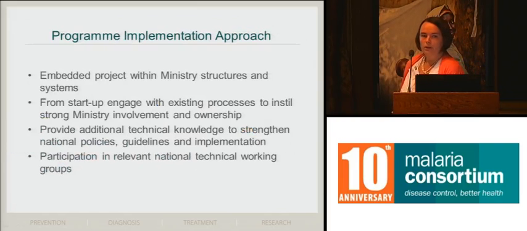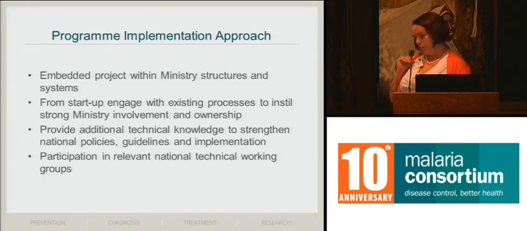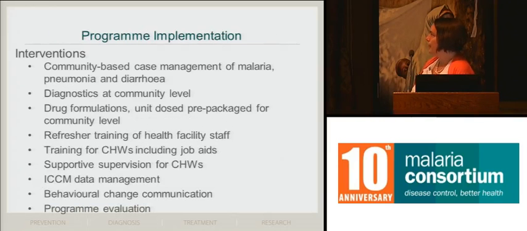From the very beginning, Malaria Consortium felt it was very important to have very much an embedded project within the Ministry of Health structures and systems, and to really get their engagement, and for the project to be right within the existing processes, and to, through the project, be able to get strong ministry involvement and ownership, and use our technical capacity working with the ministry to strengthen national policies, guidelines and implementation strategies. Mostly we did this, especially in the early days, through participation in relevant national technical working groups, but it carried on at all levels, at the provincial, district and community level, just working very much in partnership to strengthen. And this is just a summary slide of the different aspects of how we did implement.